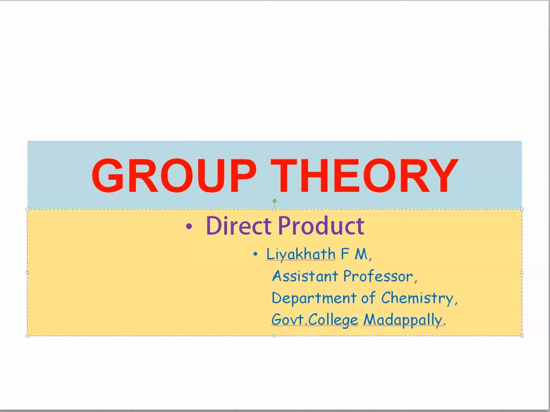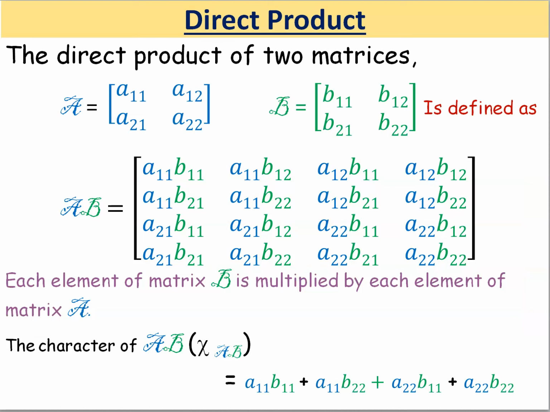In this video, we will discuss the direct product. That is the product of two matrices. Actually, there are two ways of product. One is the conventional product, where we multiply a row of one matrix with the column of the other matrix, which we have already studied. And another method of multiplication is the direct product.